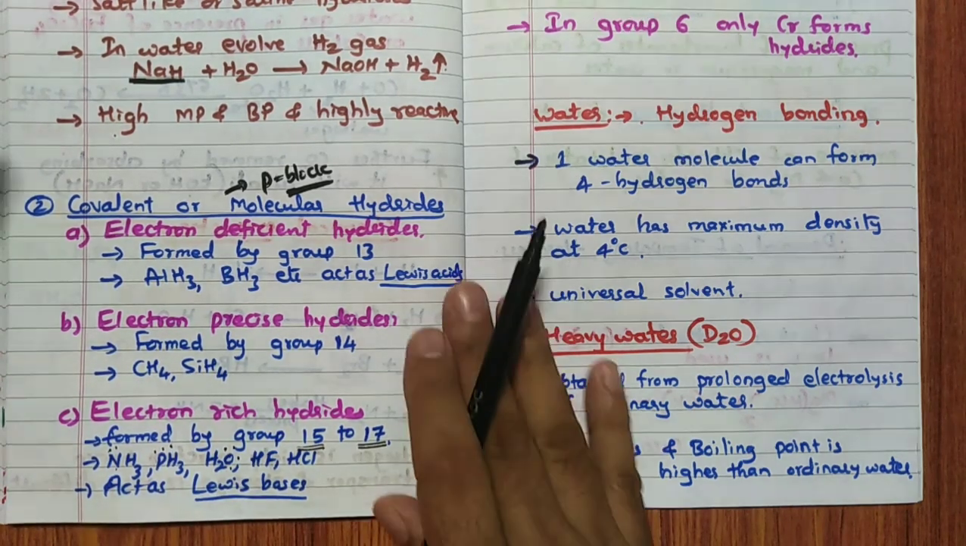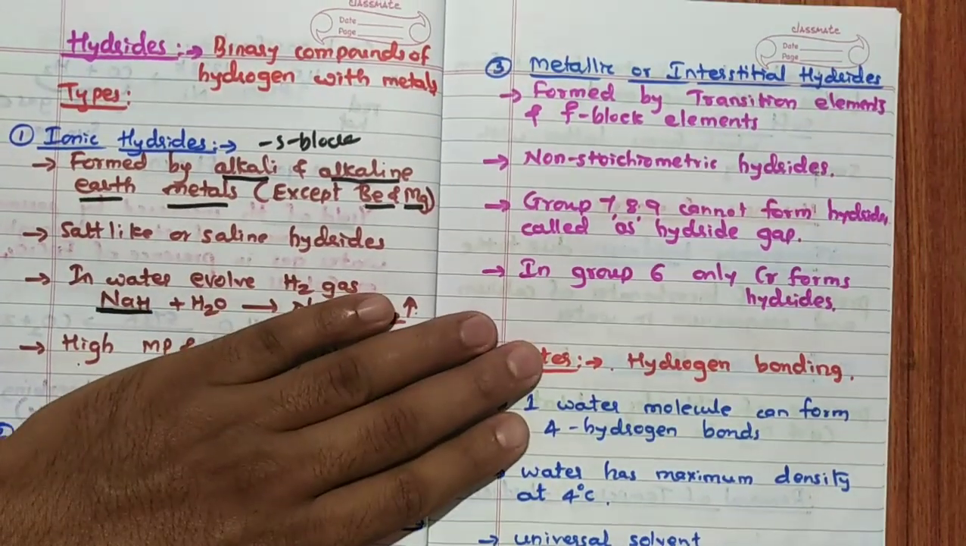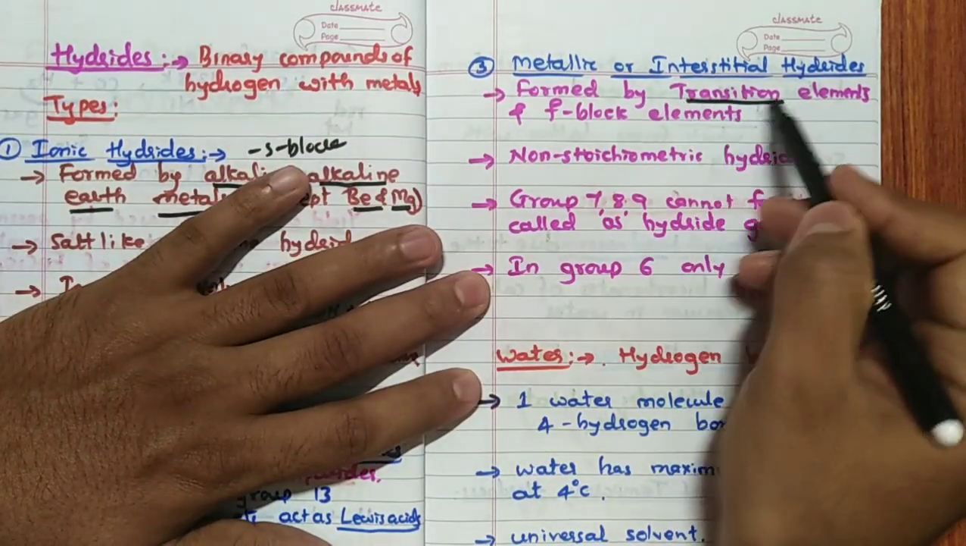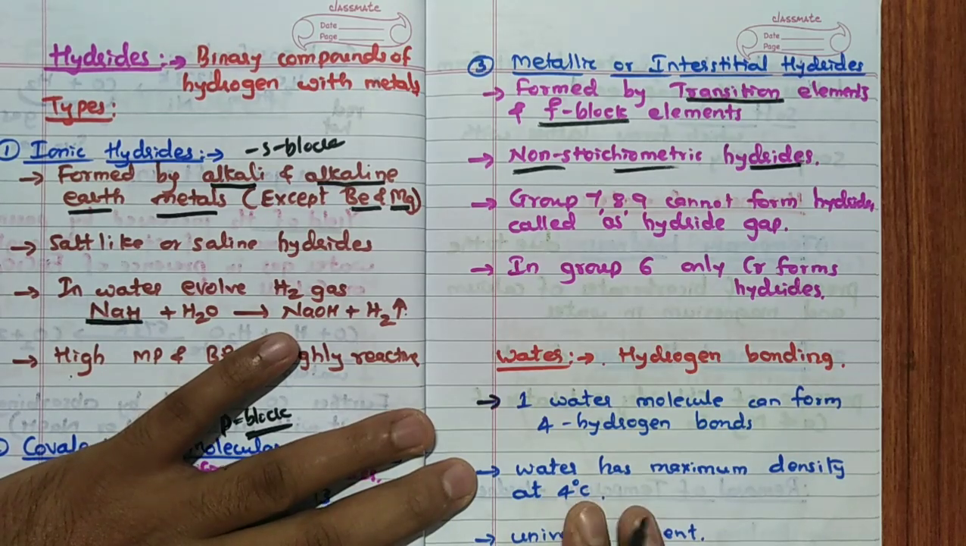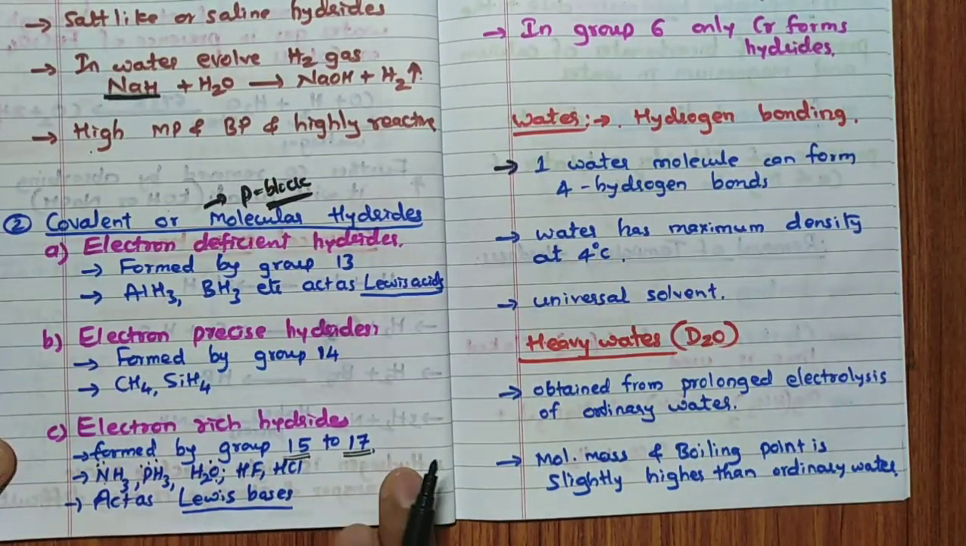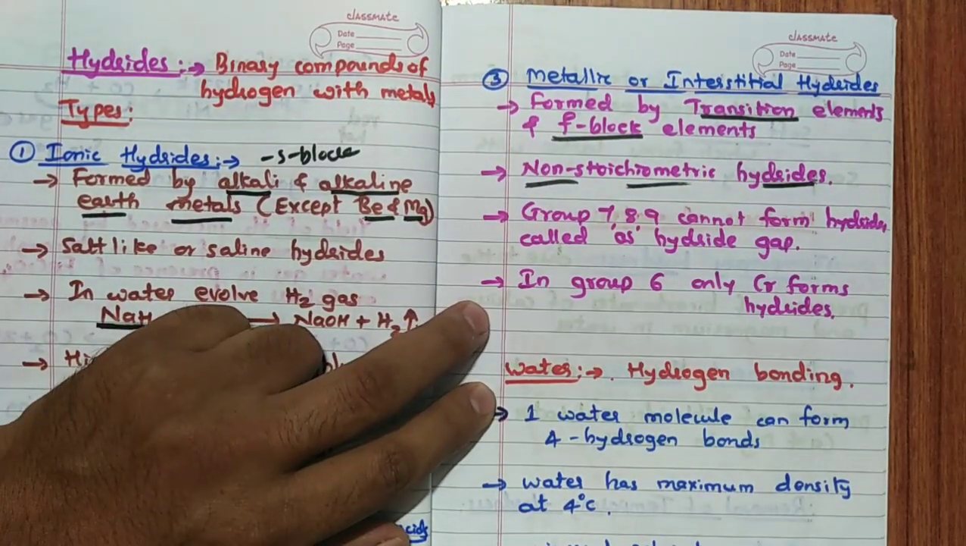So those are electron rich hydrides. Then metallic or interstitial hydrides. Remember, metallic or interstitial hydrides are formed by d block transition elements and f block elements. These are all non-stoichiometric hydrides, which means there is no particular ratio like NH3, CH4 and so on. So non-stoichiometric hydrides, very, very important.